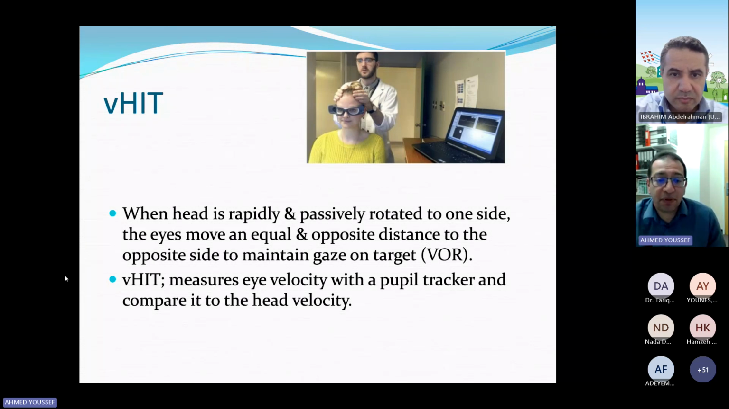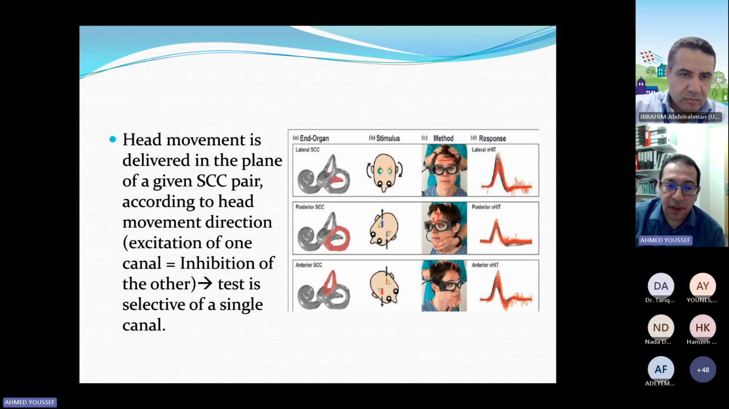So basically, in the video head impulse, when the head is rapidly and passively rotated to one side, the eyes move an equal and opposite distance to the opposite side to maintain the gaze on target. And that's basically the vestibulo-ocular reflex. This test measures the eye velocity with a pupil tracker, the same as the video goggles, and compares it to the head velocity. If we look here, for example, the head movement is delivered at different angles to stimulate the different canals. And that's why one of the good things about the VHIT is that it tests each individual canal.